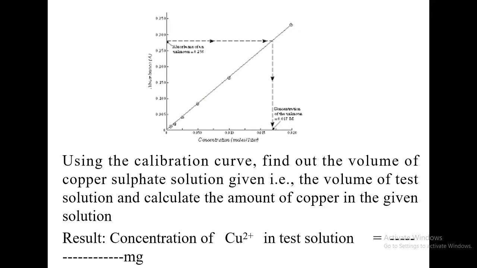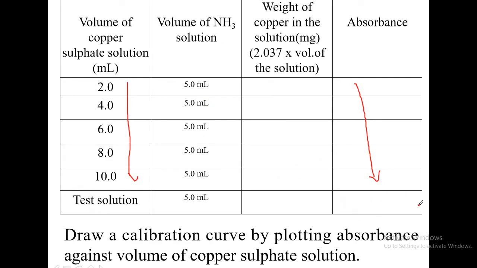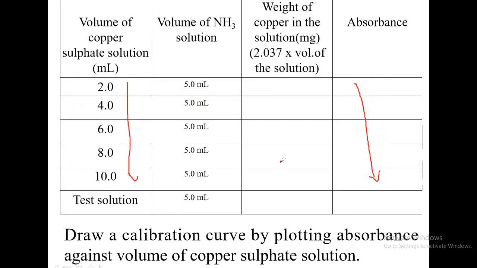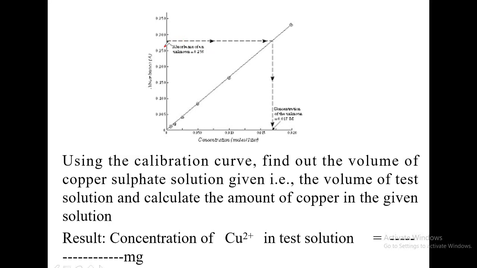After getting a straight line, the absorbance of the test solution, whatever is recorded here, is to be marked on the y-axis. What is that value? Accordingly you have to mark it here. Corresponding to that value you have to draw a dotted line and see where exactly it meets the main line. From there you have to drop a perpendicular, that will give you the concentration of the copper ions in the given solution. So from the absorbance value of the test solution, you can find out the volume of the test solution, which you didn't know earlier.